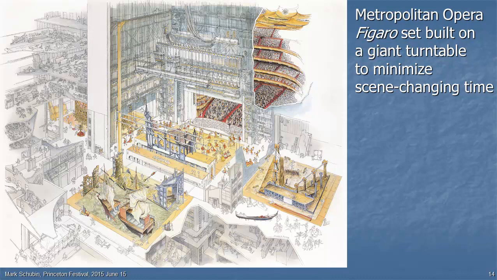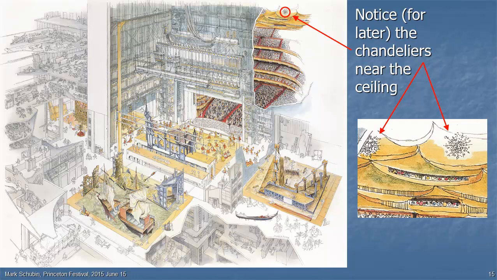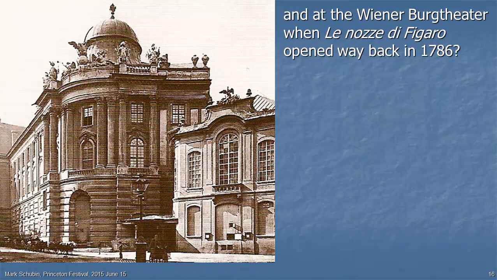And notice near the top of the image there's a chandelier, and I've blown that up on the right so you can see two chandeliers. Notice that they're up in the ceiling. We'll talk about that a little bit in a moment. So that was in the Metropolitan Opera House last year, and the house opened in 1966. What might Figaro have been like at the Wiener Burgtheater when Le Nozze di Figaro opened way back in 1786? Well, I haven't found much in the way of reviews of what the production was like, but I can tell you what technology was available.